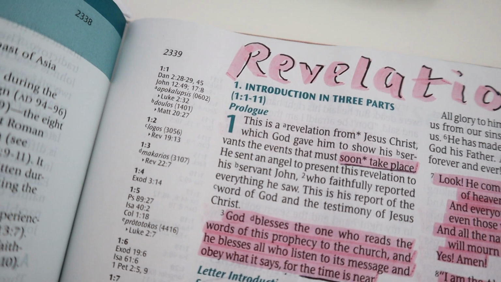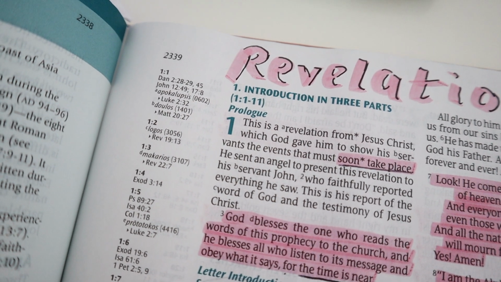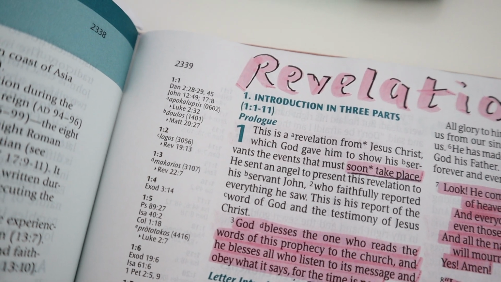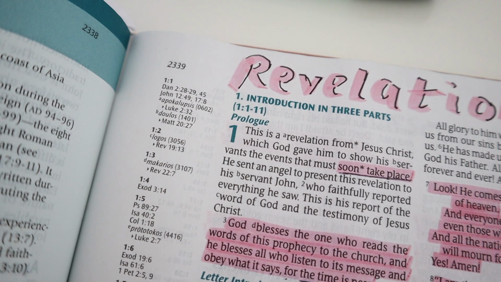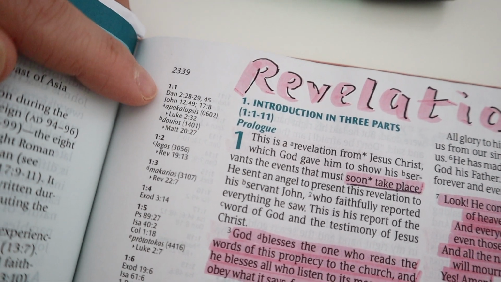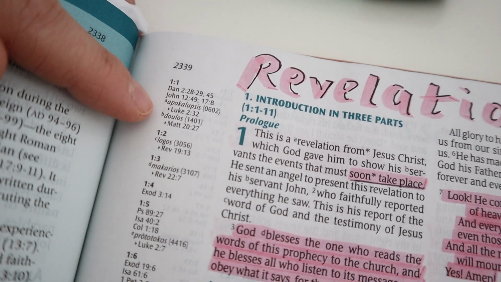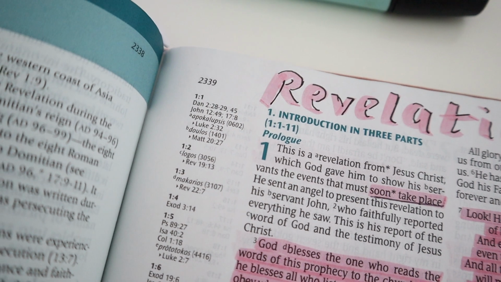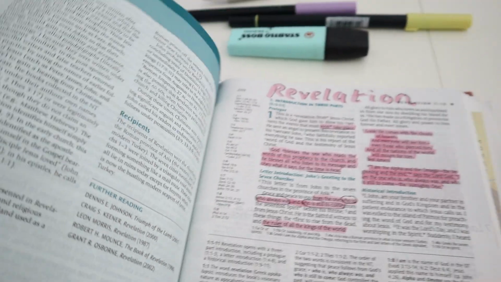Looking at verse 1 again, it says, this is a revelation from Jesus Christ, which God gave him to show his servants the events that must soon take place. He sent an angel to present this revelation to his servant John. Up here, you can see it references Daniel, John, Luke, and Matthew. We'll just take the Daniel reference for now. It says Daniel 2, verse 28 to 29.